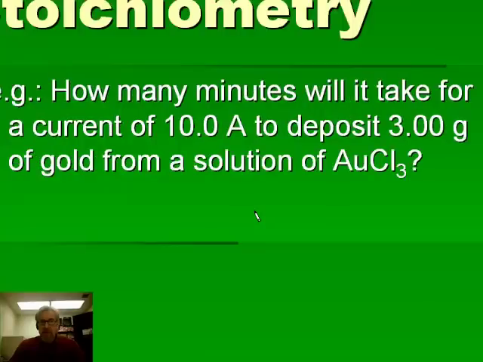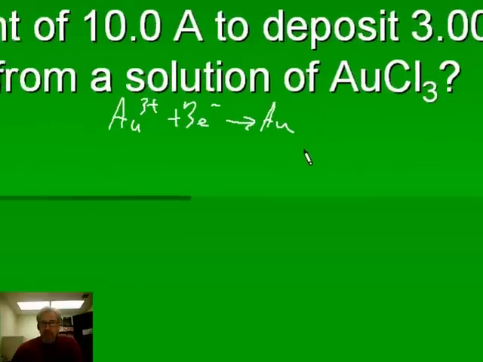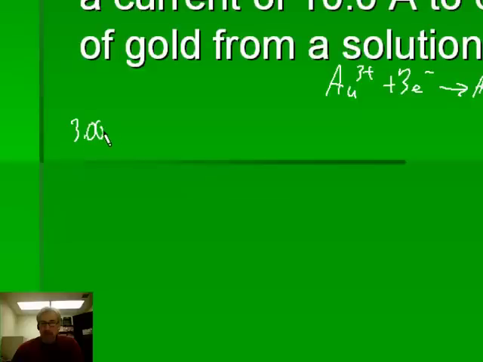Here's an example. How many minutes will it take for a current of 10 amps to deposit 3 grams of gold from a solution of gold 3 chloride? Well, this is the reduction that you'd see in this reaction. We have gold 3 plus. It would gain 3 electrons to become Au. It's a transition metal, and so that's what would happen at the cathode. Now, starting out with our known quantity of 3 grams of gold, what we want to do is turn this into time, minutes in particular. Let's look at the relationships that might help us do that.